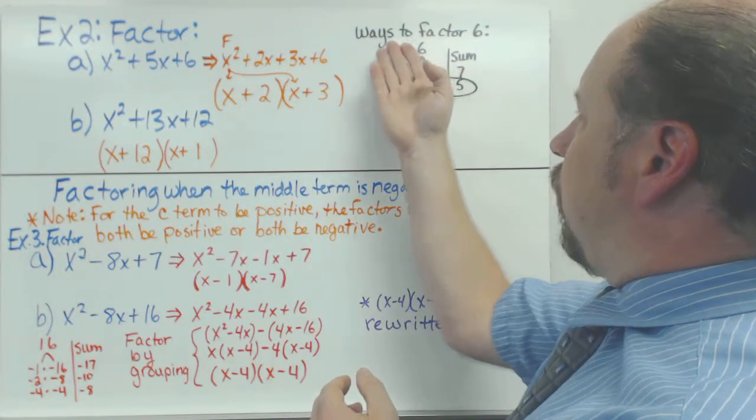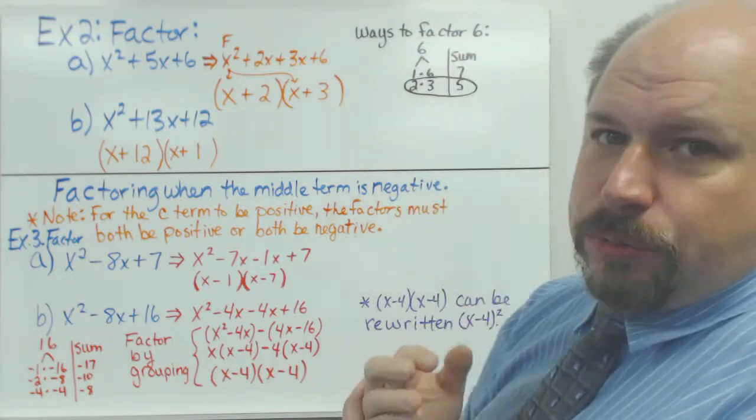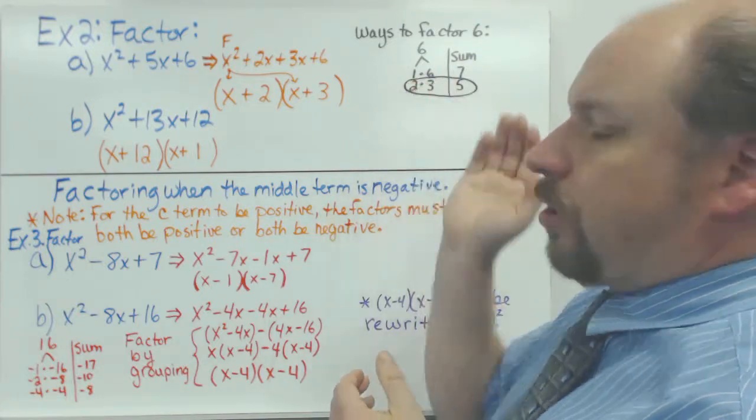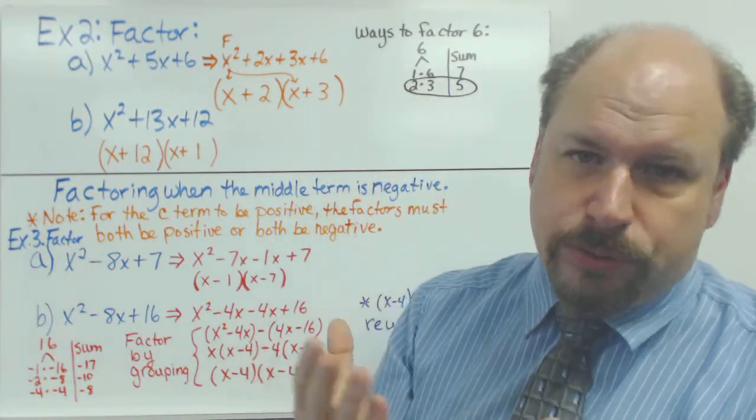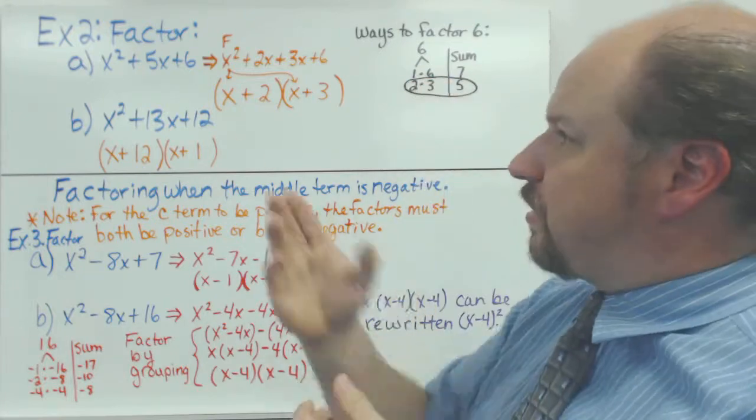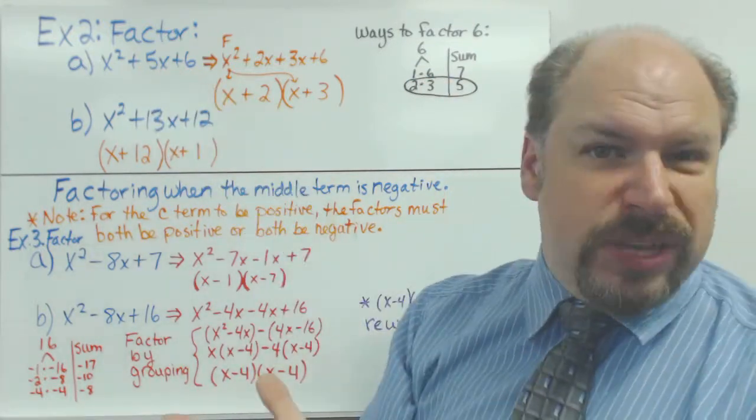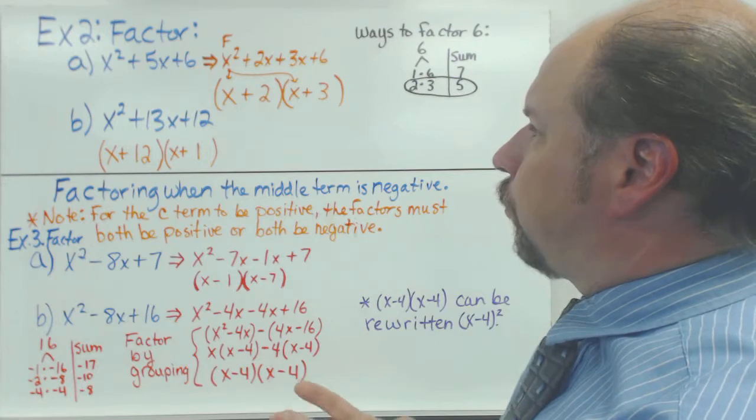Over here I have written all the ways that we could factor 6. 6 could be 1 times 6, or it could be 2 times 3. But 1 plus 6 is 7. That doesn't give us this middle term, so that's not the one that we want. We want the 2 and the 3.